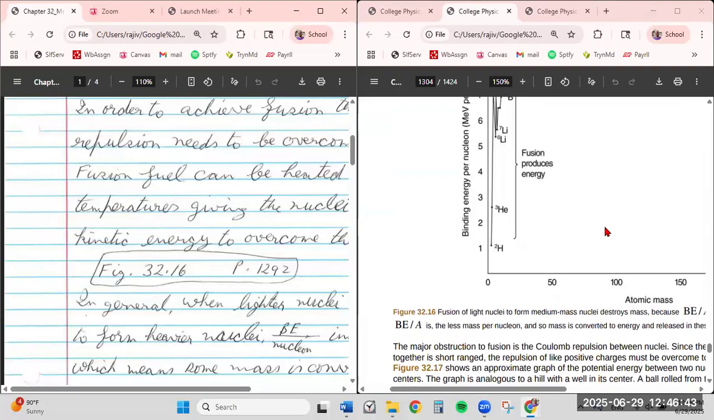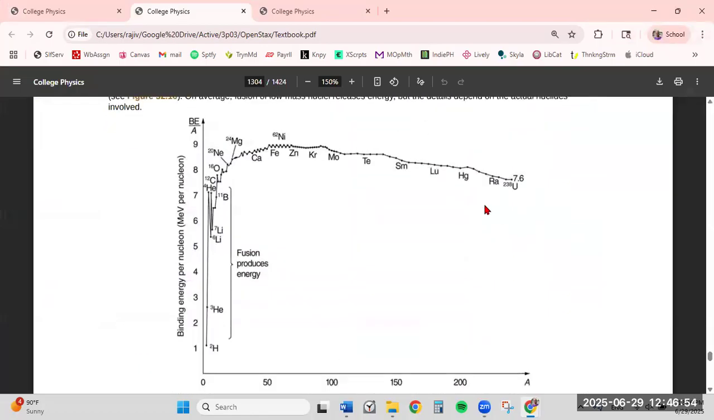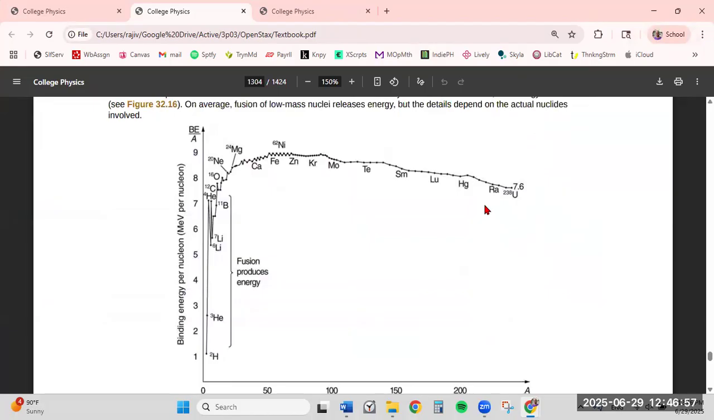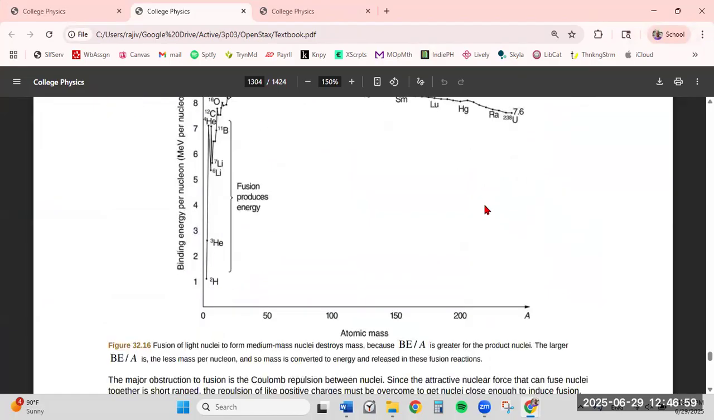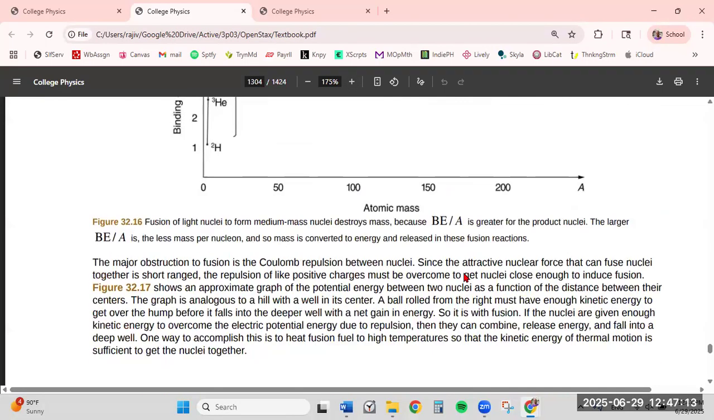So here is a graph we have seen before. On the y-axis, we have binding energy per nucleon. On the x-axis, you have the mass number A, the total number of nucleons in the nucleus. So when you fuse two light nuclei to form a medium mass nucleus, you're destroying mass.